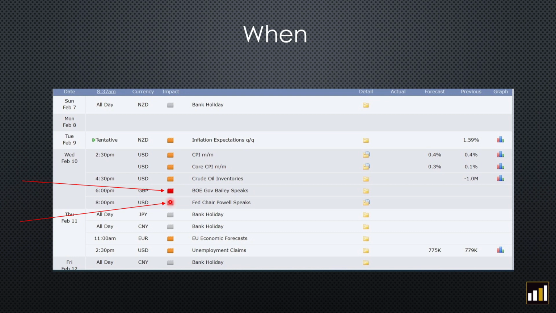So in this case it would be the 10th of February. On Wednesday we have BOE. There's a speaker that's going to give some speech, and depending on what he says, it's going to move the market. Now we don't know what he's going to say and we don't know how the market is going to take that news, so it doesn't really matter what he says. What does matter is we know that there is potential for volatility during this time.